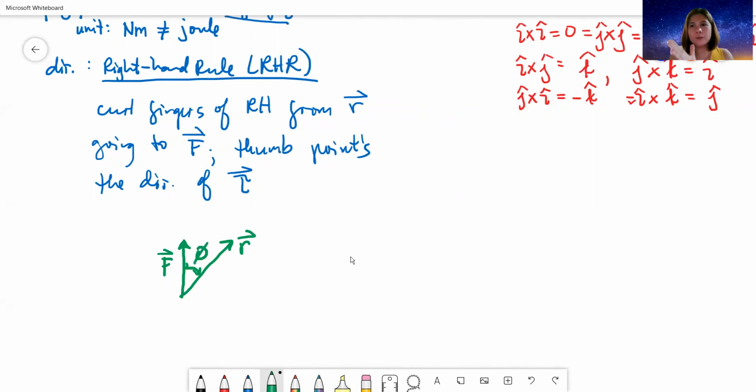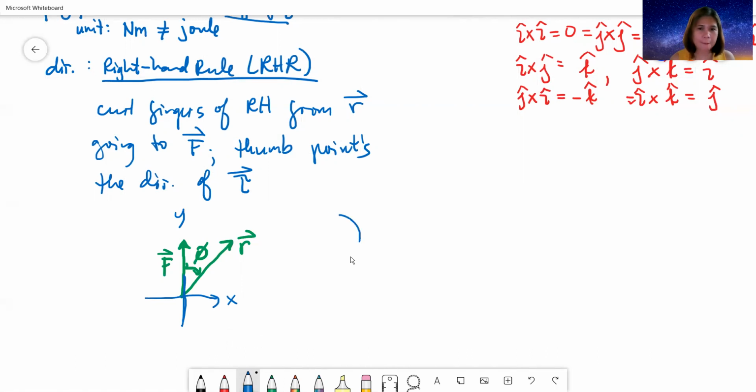So your fingers now, malihirapan ako kasi mirror image ang aking camera. Anyway, if I go to the first quadrant, ang kamay ko ngayon is in the direction of R, and then I'll go towards F. So my thumb is going towards me. It means that the torque is towards positive Z. So ito yung axis natin ha. This is our Y. This is X.